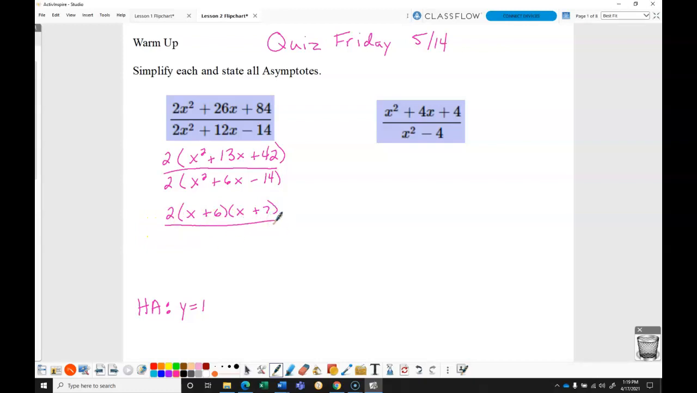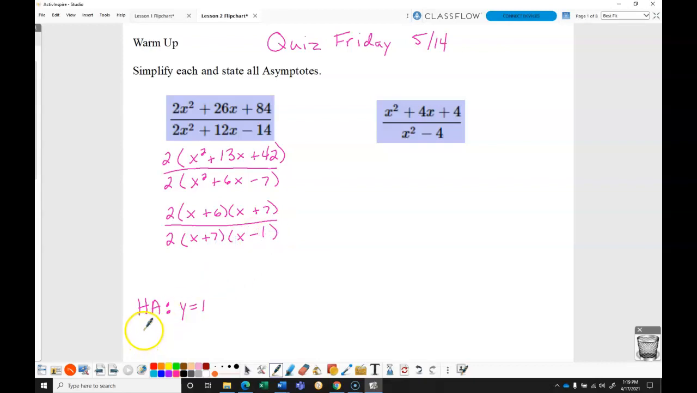Okay, and I'm going to do the same with the bottom, except for the fact that I'm going to fix my mistake that I made up here. I didn't factor a 2 out of that 14. So that should actually be a 7. So here we've got two numbers that multiply to negative 7 and add up to 6. So I'm thinking that's x plus 7 and x minus 1.